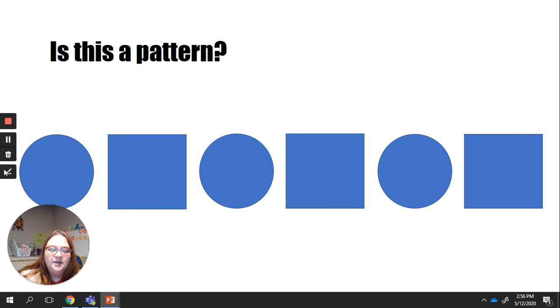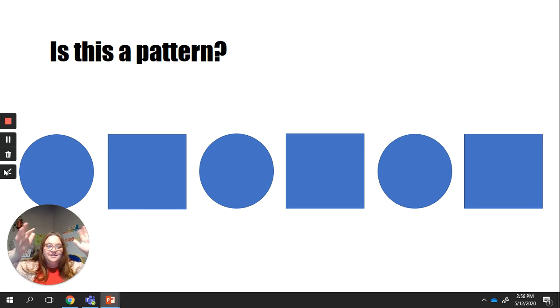Amazing. All right, this time let's see if I can trick you. I want you to raise your hands really high in the sky if you think this is a pattern. And if it's not a pattern, put your hands really low on the ground. All right, let's practice. If it's a pattern, wave your hands up in the air. If it's not a pattern, put your hands low on the ground. All right, here we go. Let's look at this pattern. Circle, square, circle, square, circle, square. Do you think this is a pattern?